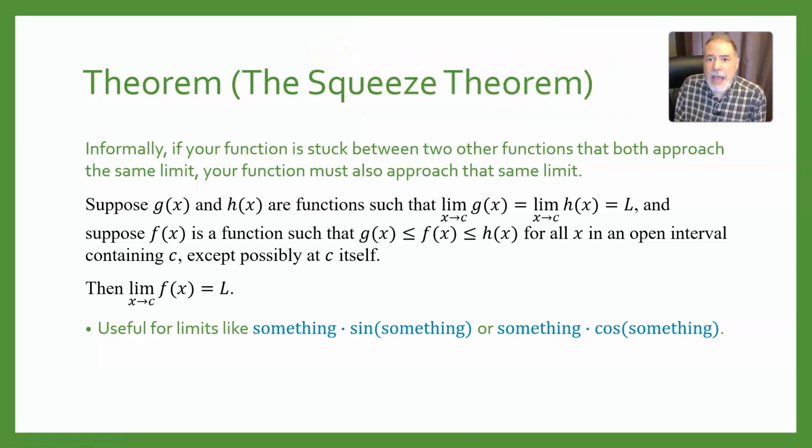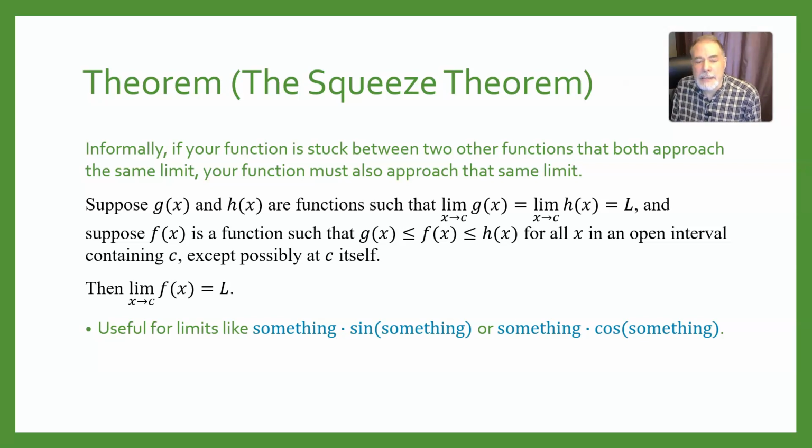So basically, the idea is that if your function is stuck between two other functions that both approach the same limit, your function must also approach that same limit. So a more formal statement of the theorem goes like this. Suppose g of x and h of x are functions such that the limit as x approaches c of g of x is equal to the limit as x approaches c of h of x. They have the same limit as each other, and we'll call that limit L. And suppose f of x is a function that's in between them.